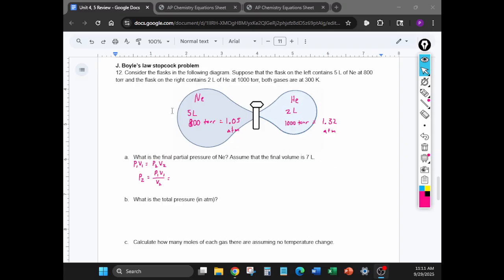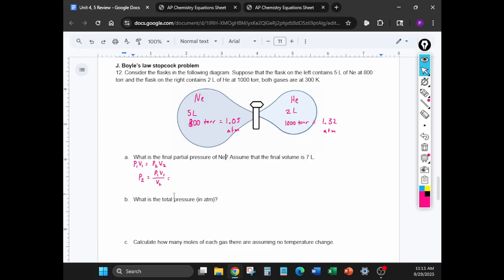Now, what we're basically doing is we're going to open the divider, and the gases are allowed to combine. And because the volume is different now, the pressure is going to change. So part A is asking, what is the final partial pressure of neon? Okay, so we are going to be, because if we take a look, we have pressure and volume, and the temperature is constant.